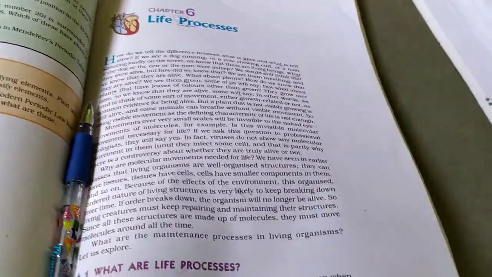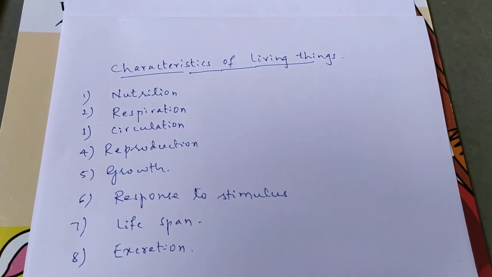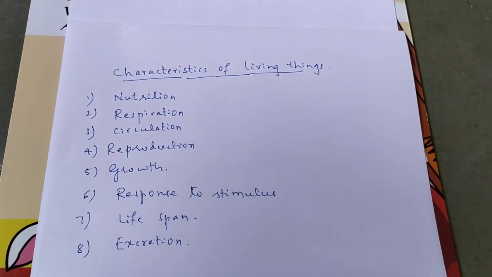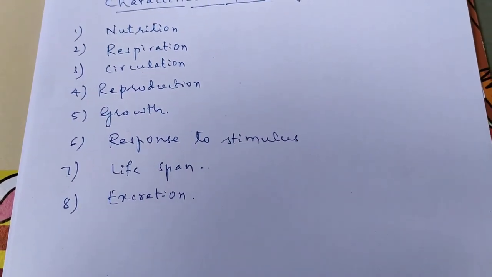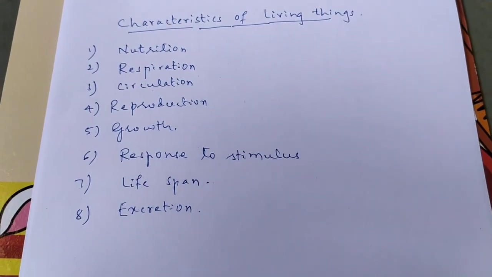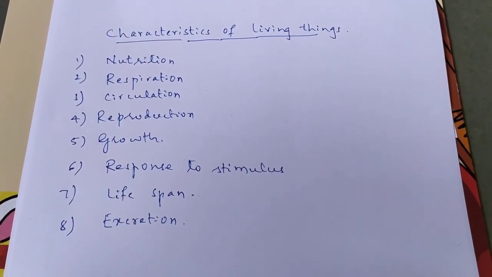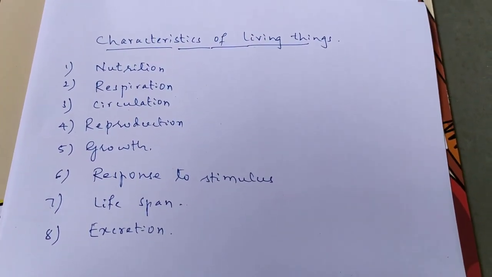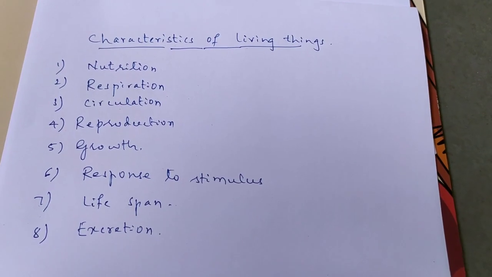Those characteristics are nothing but the characteristics which are only found in the living things. For example, nutrition, respiration, circulation, reproduction, growth, response to stimulus, lifespan, excretion, and so on. These are certain characteristics which will decide whether the thing is a living or non-living thing. If a thing is showing all these characteristics, then we can say it's a living thing. What is a living thing? A thing which has life is nothing but a living thing.